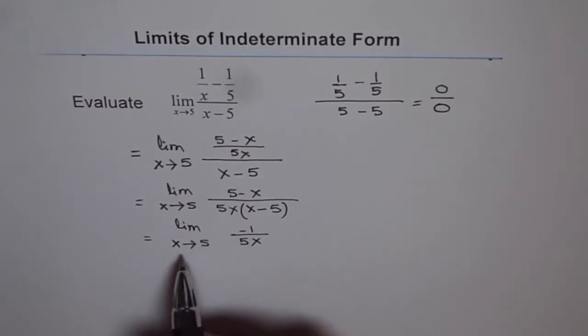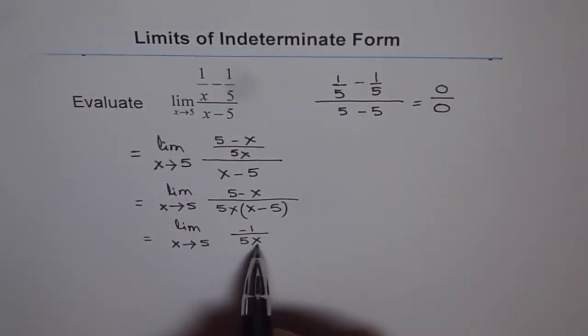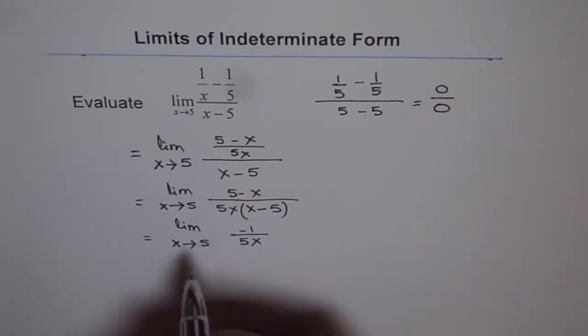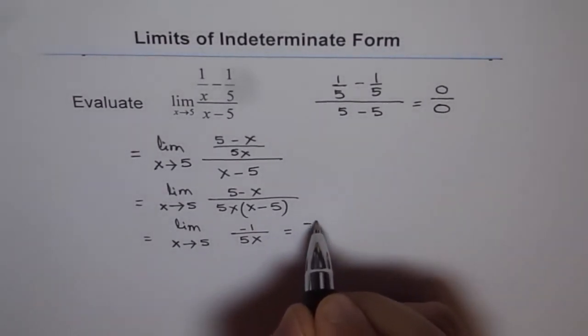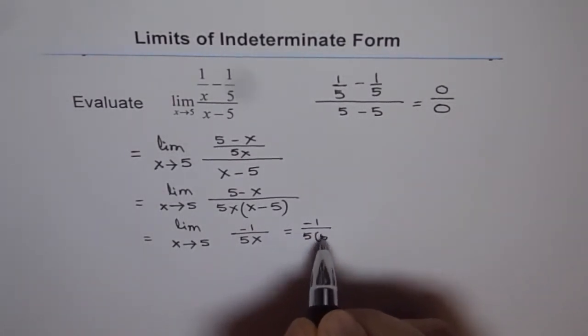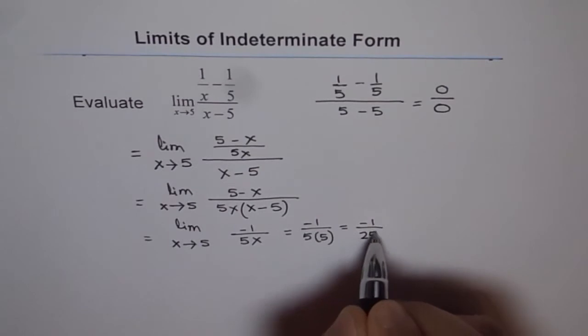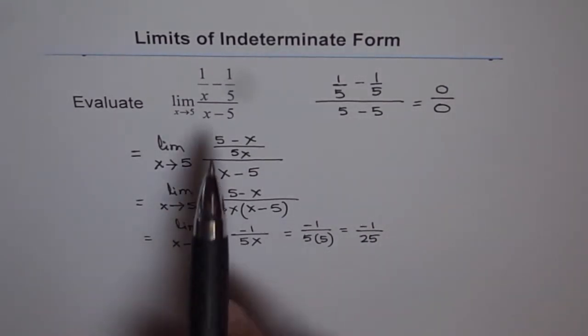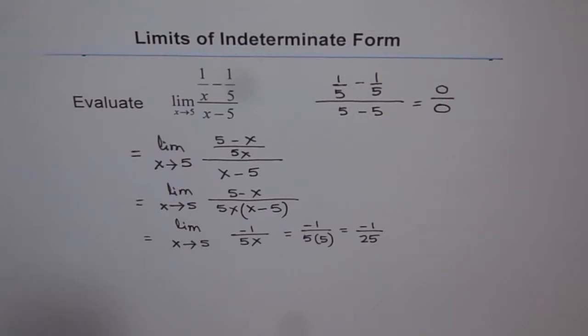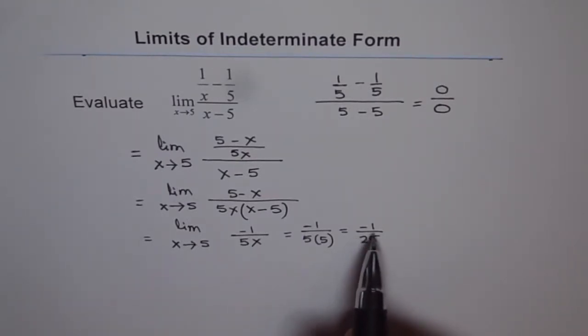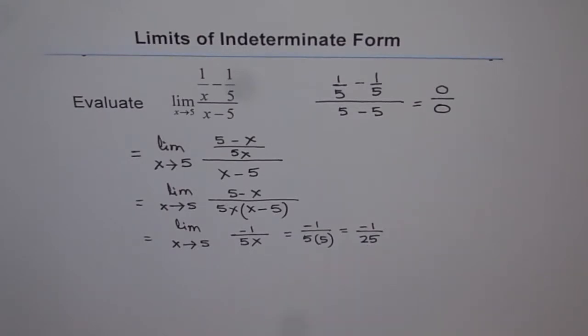At this stage, we can substitute x = 5 and evaluate the limit of the given function, right? So if we do that, we get −1 over 5 times 5, correct? Which is −1/25. And therefore, the limit of the given function as x approaches 5 is −1/25. So that is how we can evaluate the limit of functions which are not defined at the limiting point, right?